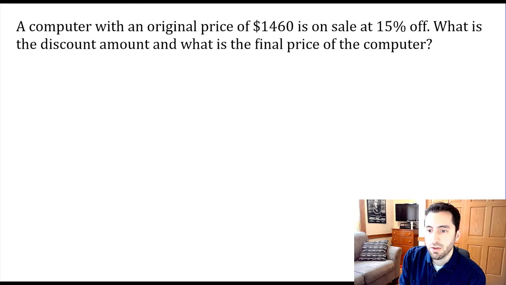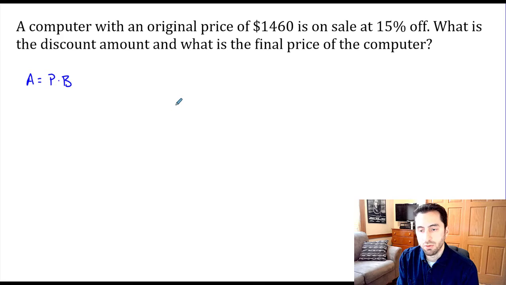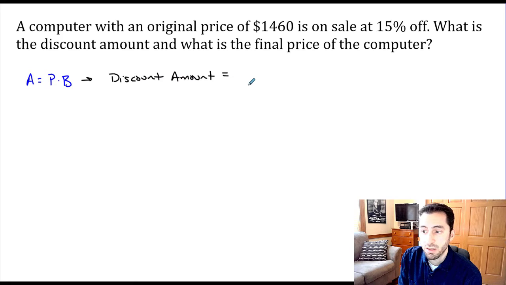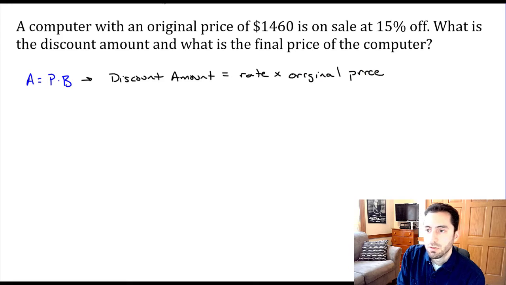So just to write this out again, we know that our amount is equal to our percent times our base, so our percent rate times our whole amount. And in the context of this problem, we're going to have our discount amount equal to our discount rate, so our percentage, times our original price. So we can use that to find our discount amount.